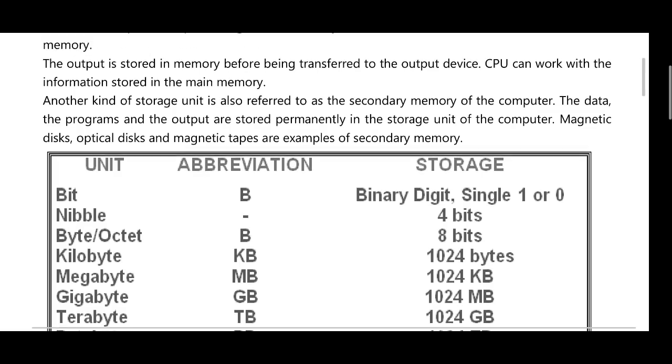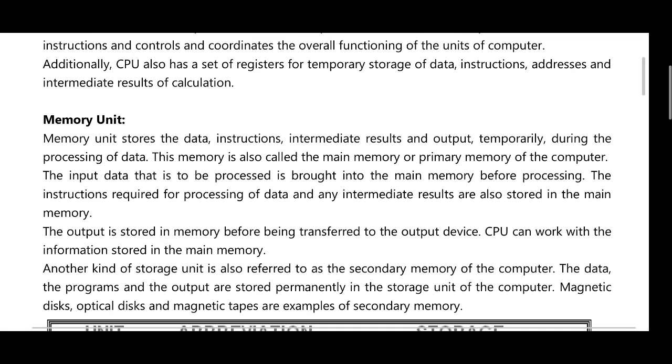In this memory, the intermediate storage of data and instructions happens. If you do any work in between, you have to store the data in the memory unit during processing of data. That is called the main memory or primary memory.